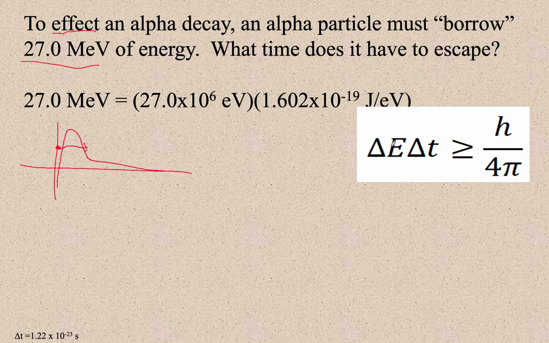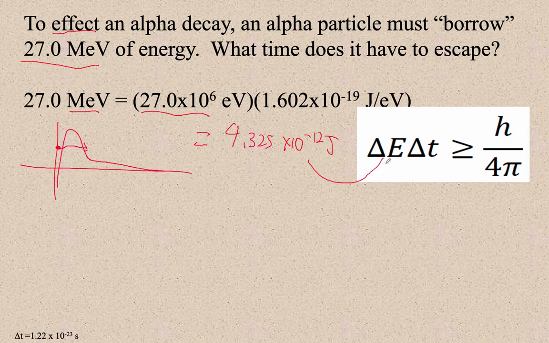The first thing we've got to do, though, is turn that energy into joules. So 27 MeV: we're going to go 27 million, that's what M stands for, times 10 to the 6th. And then we're going to multiply by the electron charge. So 27 times 10 to the 6th times 1.602 times 10 to the minus 19th is a fair amount of joules. So this equals 4.325 times 10 to the minus 12th joules.